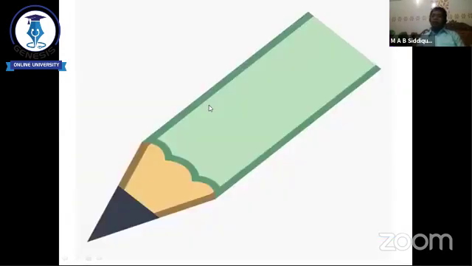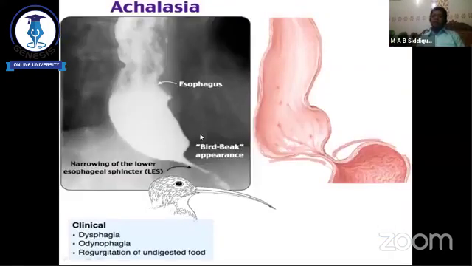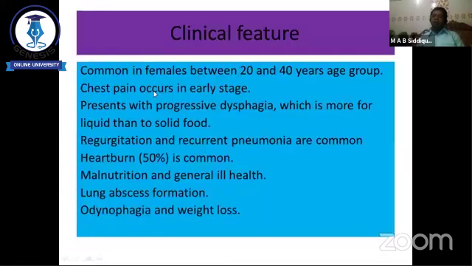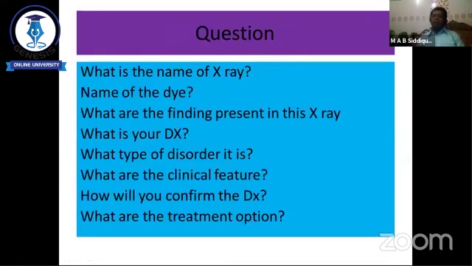By radiological feature, this is achalasia cardia, as the narrowing is in the middle with a smooth surface, with retention of fluid, and a fluid level can be seen in the contrast X-ray. So this is a case of achalasia cardia.